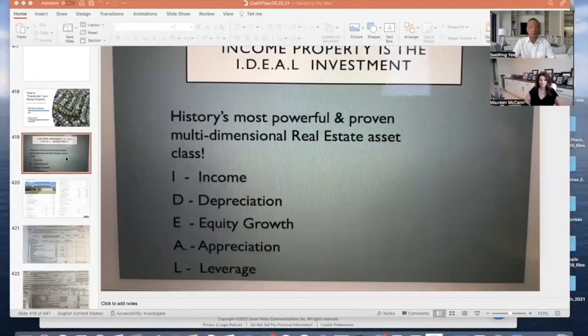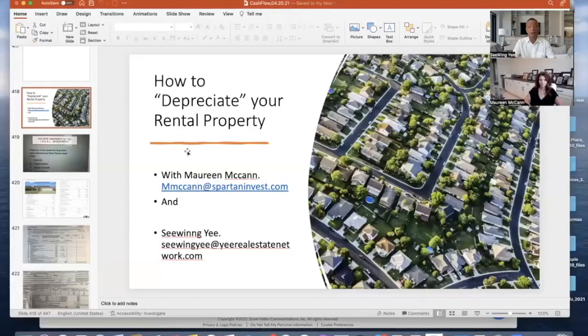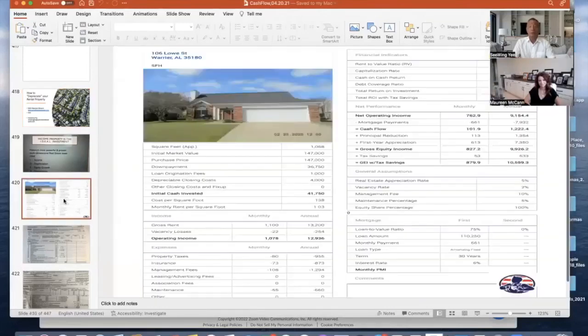So with that said, let's go over what we mean by how to "depreciate" your rental property. What does that mean? We'll discuss, and we can use a case example. Because we're not tax advisors, I like to keep it simple. I like to use the KISS method.